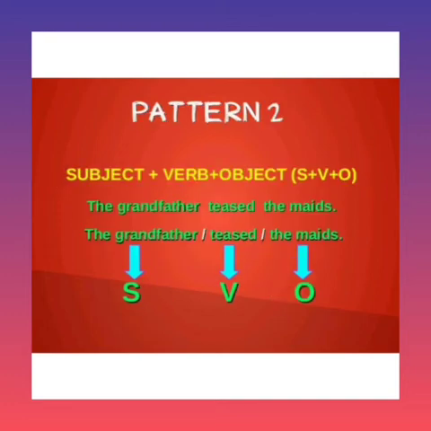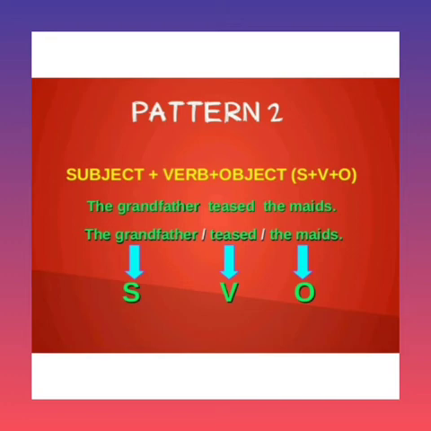Pattern 2, S plus V plus O. The grandfather teased the maids. The grandfather is the subject, teased is the verb, the maids is the object. So what is pattern 2? Subject plus verb plus object.